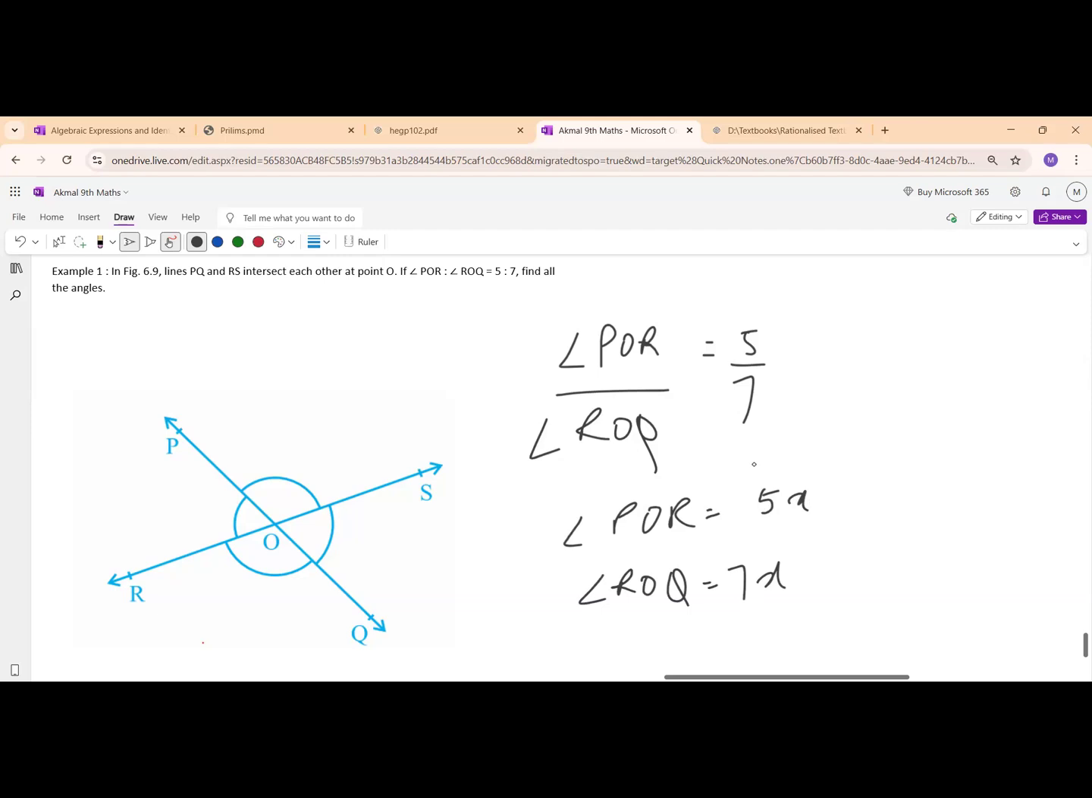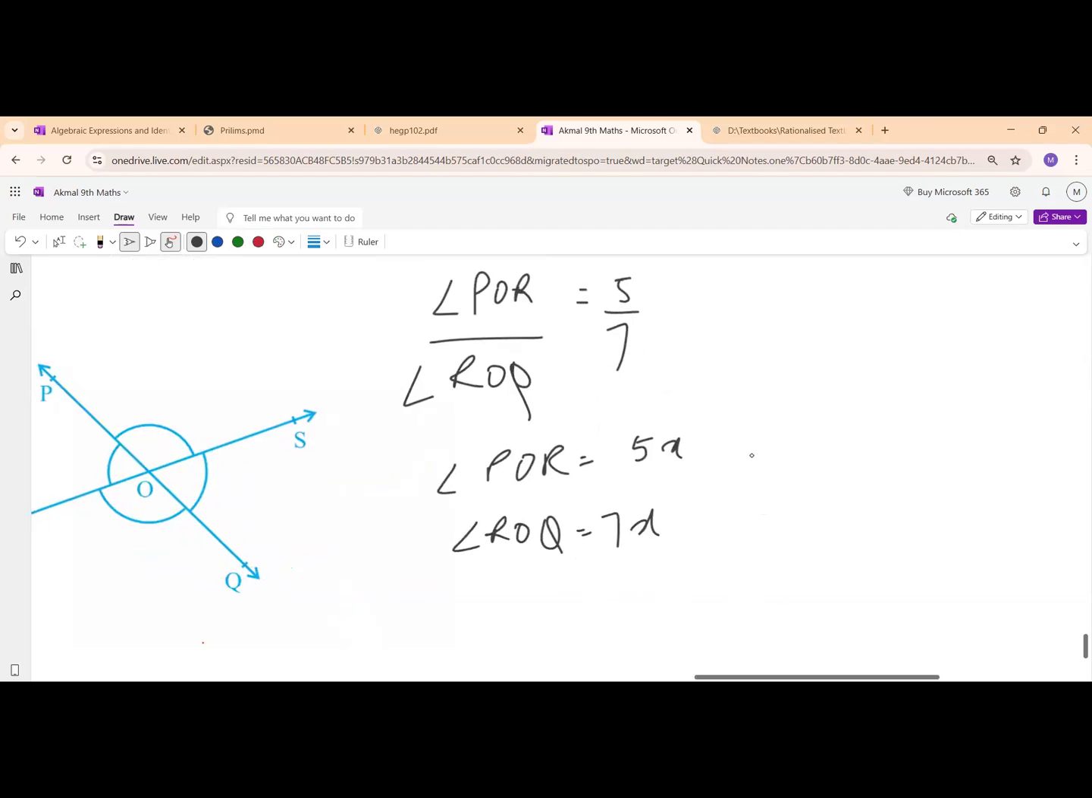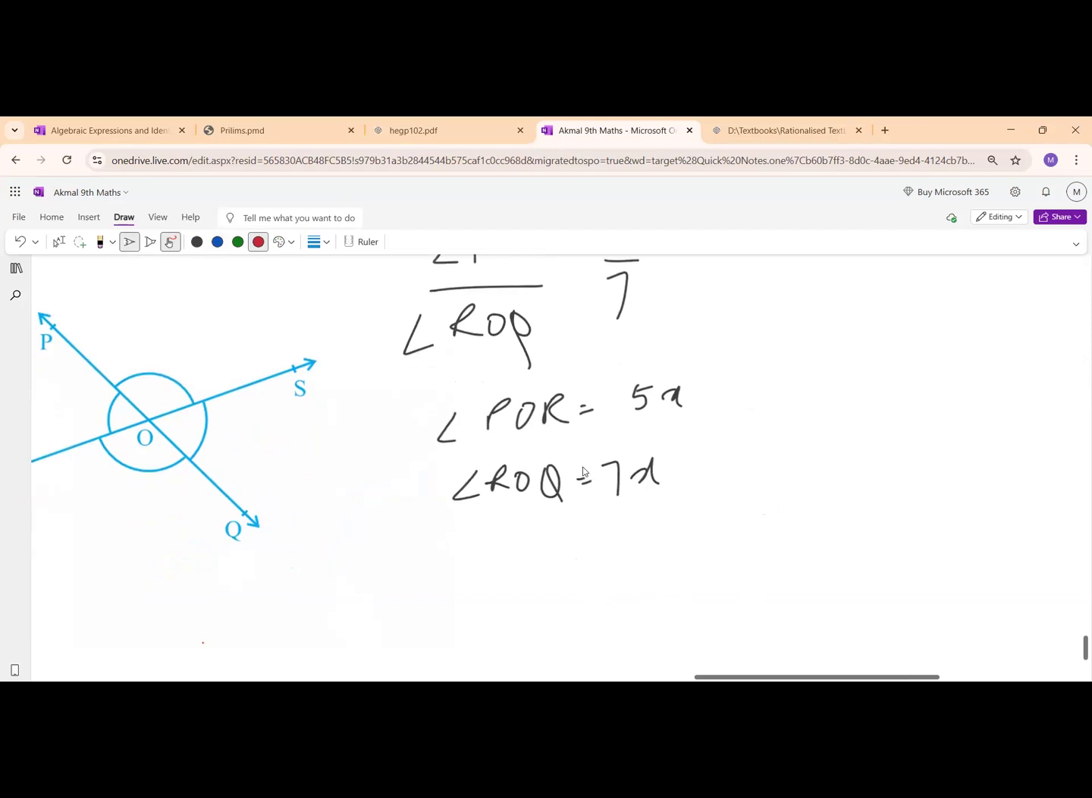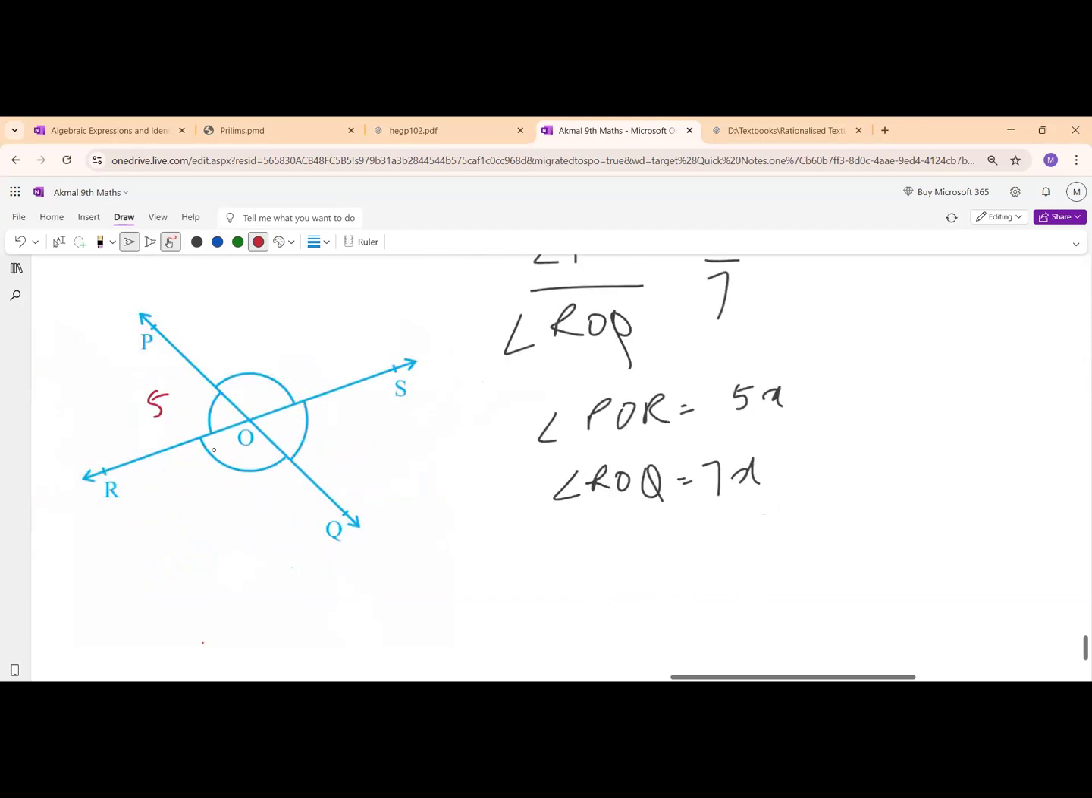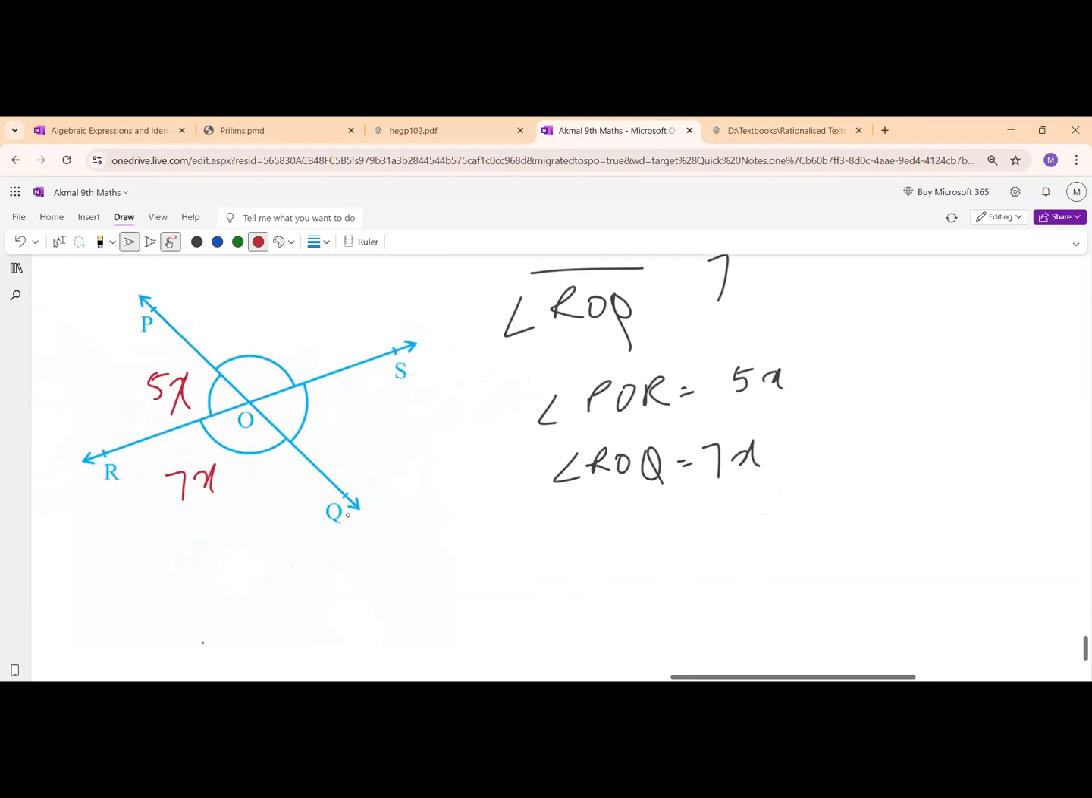Yes, sir. Okay. Now, we know angle POR is equal to 5x. This is 5x. This is 7x. Akmal, they are on a straight line, so their sum would be 180. So 5x plus 7x would be 180 degrees.